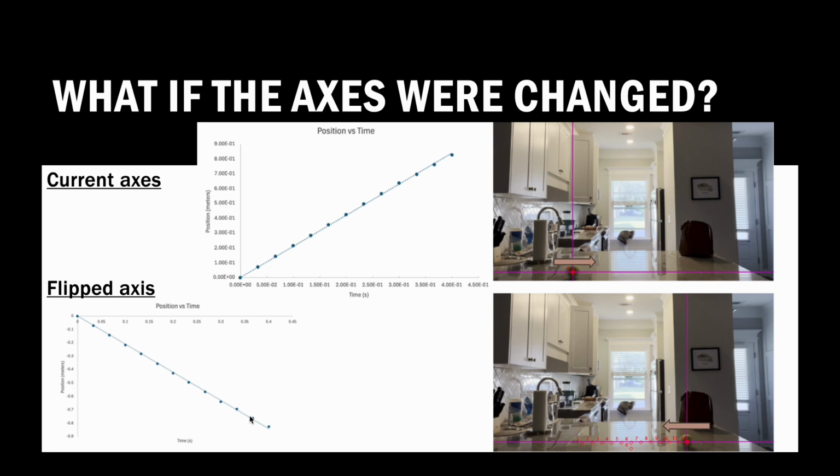And this is just the magnitude stays the same, so the slope of the line is the same because speed is a scalar. However, velocity has a direction of positive or negative. And so here's the positive and here's the negative.